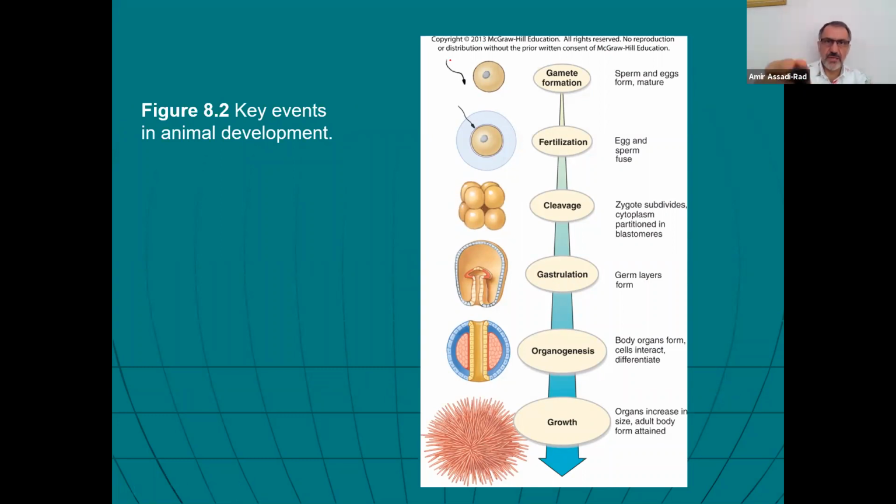Anyhow, sperm enters the egg. Sperm is a gamete, and egg is a gamete. They come together and form a zygote, which you will see later on. It's a fertilized egg, and the name of the process is called fertilization. Gametes, sperm and egg, are formed through the process of meiosis, and then by fertilization they come together. Sperm and egg are made in gonads.